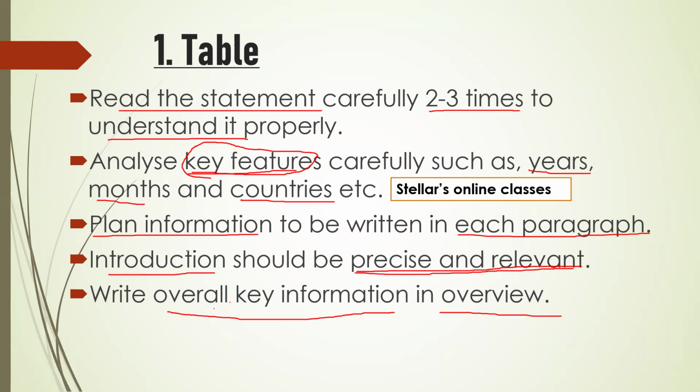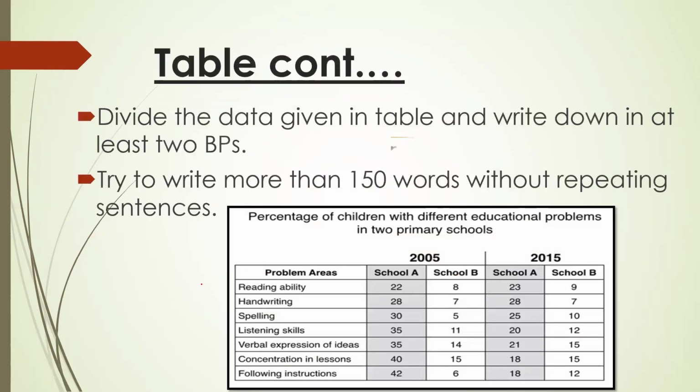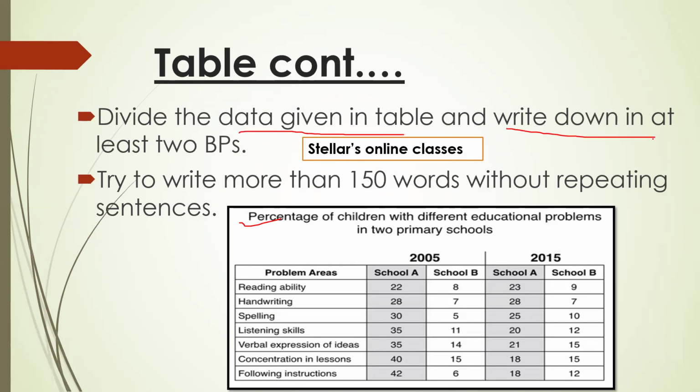Moving to the next one. So whenever you see a table, you can divide the data given in the table and write it down in at least 2 BPs, right? And the words, you know that there must be 150 words, and you should not repeat any type of sentence in task one, right?